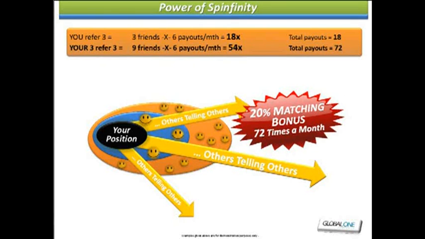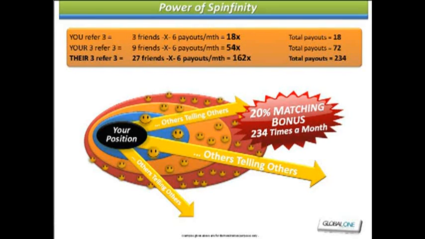So you can see what happens here. We'll go to the next slide, and all of a sudden, bam, there you go. See how it extended out there? We're looking at the next tier there. So those 3 referred 3. So now you have those.